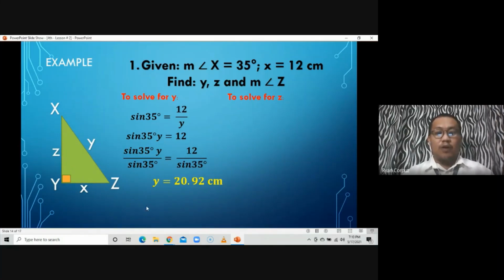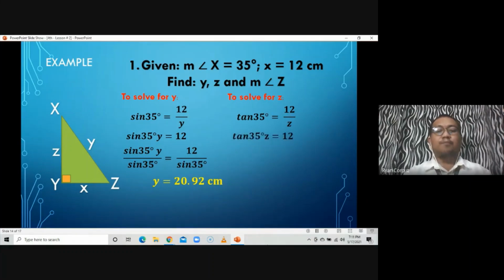So, since we know that we are going to make use of the trigonometric ratio na tangent, once na sinulat mo yung tangent, you will attach right away the measure of the angle, if the measure of the angle is given. So that should be tangent 35 degrees is equal to opposite, that would be 12 over adjacent, which is z. Then, just like what we did on solving for y, we do cross multiplication. So, tangent 35 degrees times z, that would be tangent 35 degrees z, or z tangent 35 degrees. Then, 12 times 1, it should be 12.